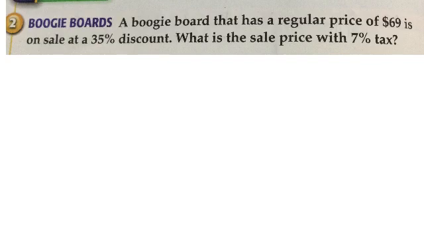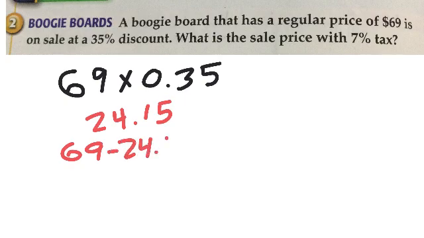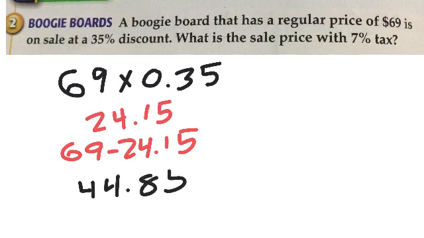So just like this, we want to know 35% of 69. So we would do 69 times 0.35. That's 24.15. So that is my discount. So now I would do 69 minus 24.15, which gives me $44.85. So that is how much I would have to pay for it if I didn't have to pay any tax. But now I'm having to pay 7% tax.